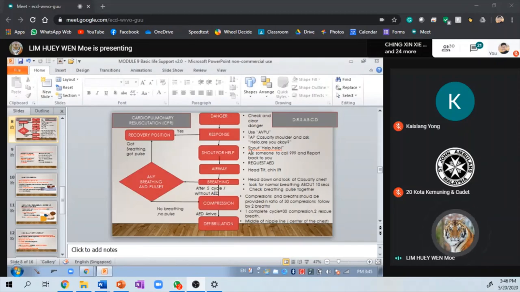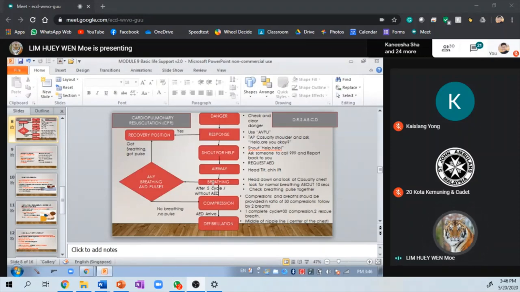After you do 5 cycles, you must check, is there any breathing and pulse? So you go back to check breathing and pulse. You ask the examiner, is there any breathing or pulse? If there's no breathing and pulse, then you continue with CPR. But if the examiner tells you that there's breathing and pulse, then you proceed to recovery position. Before you proceed to recovery position, you must ask for response. If no response, then you do recovery position for the casualty.